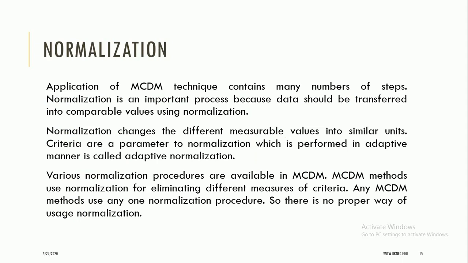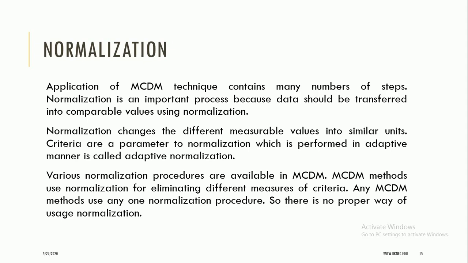When we talk about normalization, it is an important process because the data should be transformed into comparable values. If we convert the values into measurable values of a similar unit, it will be easy for us to make calculations on that. Why do we need to normalize the data? Price has a different unit, RAM has a different unit, screen size has a different unit, and weight in grams has a different unit. We need to normalize it so that we can apply the MCDM technique. So normalization changes different measurable values into a similar unit.